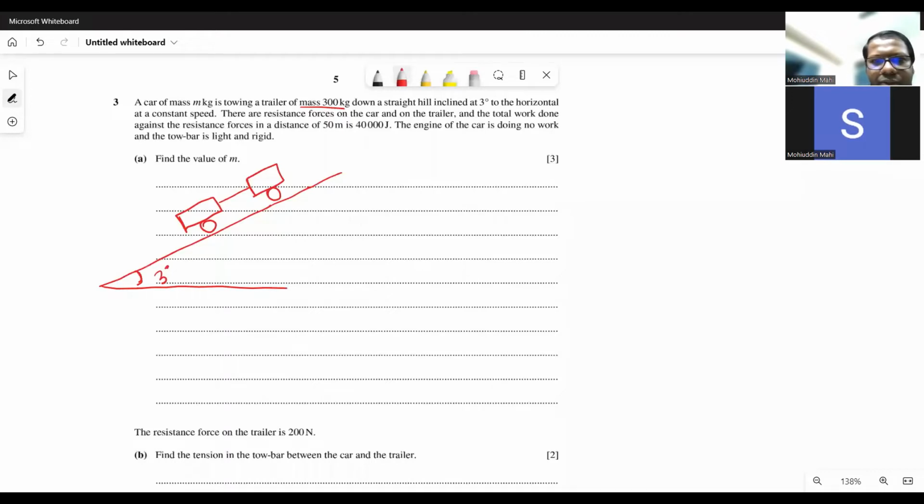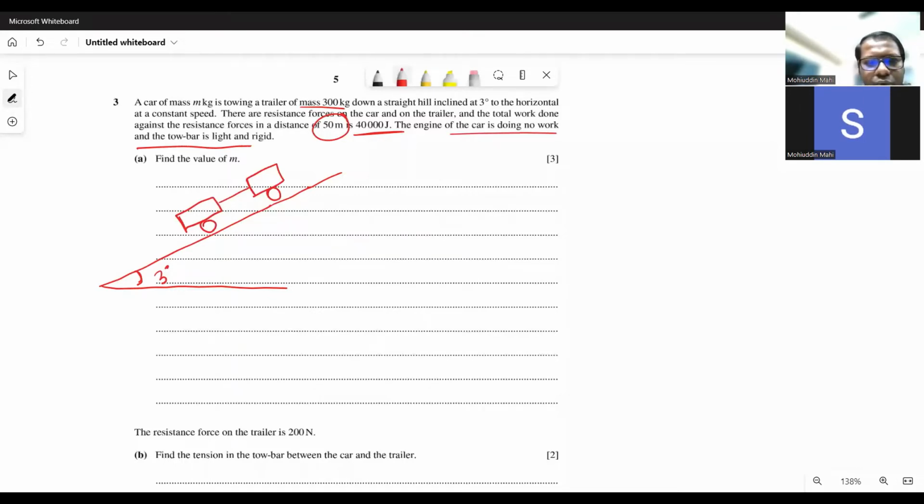The car engine needs to spend 40,000 joules of energy for overcoming resistive forces for 50-meter length. Resistive force means air resistance, frictional force, everything. The car and the trailer are moving with a constant speed. The engine of the car is doing no work and the tow bar is light and rigid. The engine is not giving any additional forces. So the car and the trailer are moving in the downward direction because of the component of weight along the plane, along the surface.